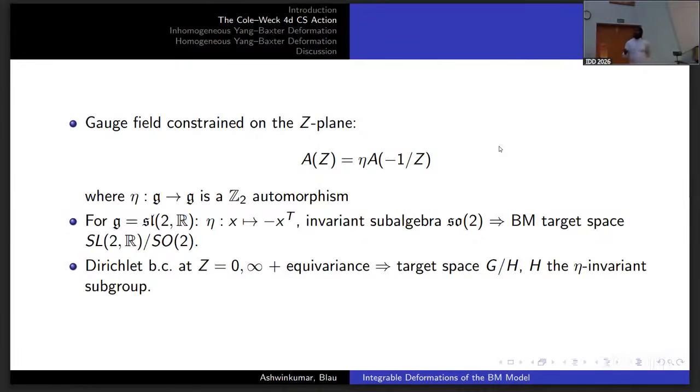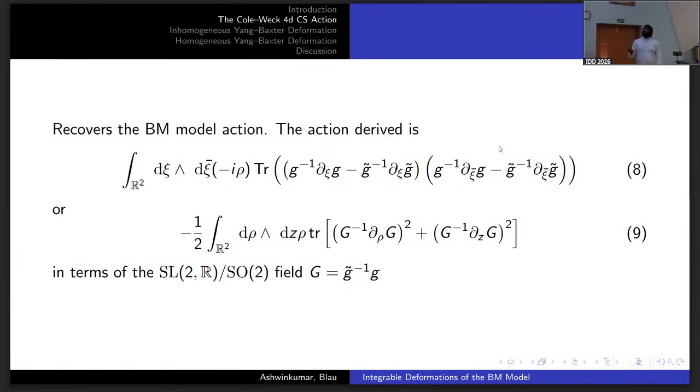So for example, for SL2R, eta is chosen such that the invariant subalgebra is SO2. And this is what leads us to the SL2R mod SO2 target space for the sigma model. This is, of course, in the work of Cole and Weck, which involved imposing the Dirichlet boundary conditions at Z equals 0 and Z equals infinity. And you can then obtain the BM model and its various higher rank generalizations. And yeah, this is, of course, the familiar action, which we saw earlier as well.